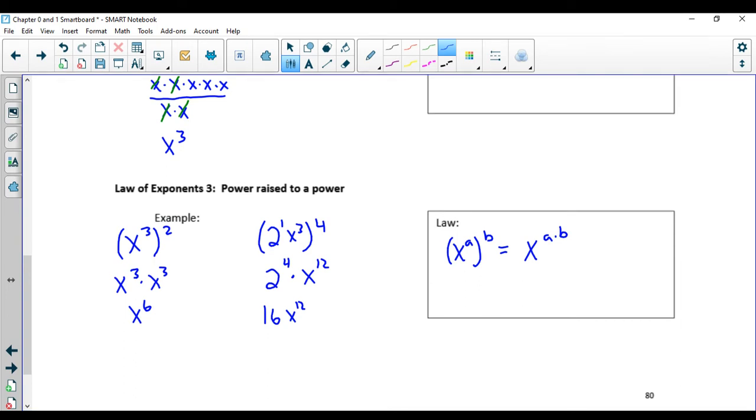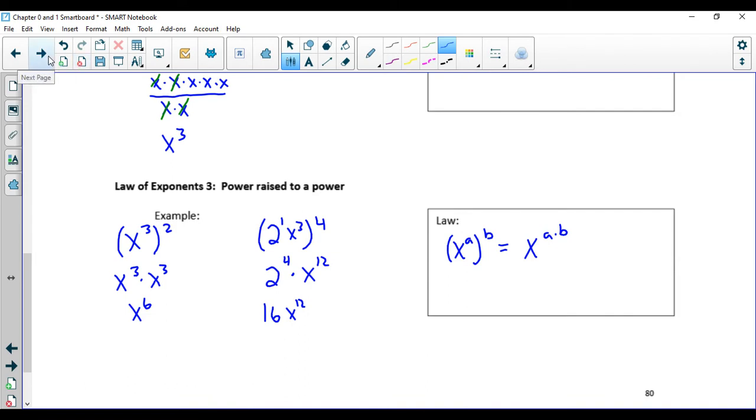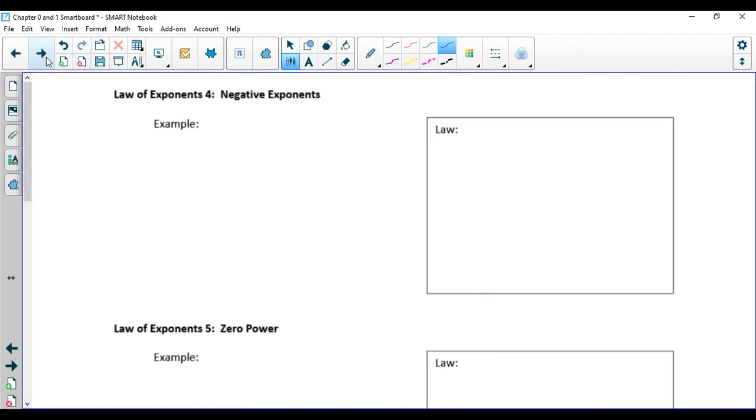All right, if you go to the next page then, we come to law of exponent number 4, which is involving negative exponents. And to get negative exponents, I'm going to do a little trick here. So if I had x to the 3rd divided by x to the 5th, using law of exponent number 2, I subtract my top number from my bottom number. So 3 minus 5 is negative 2. So I made that into x to the negative 2nd using law of exponent number 2.